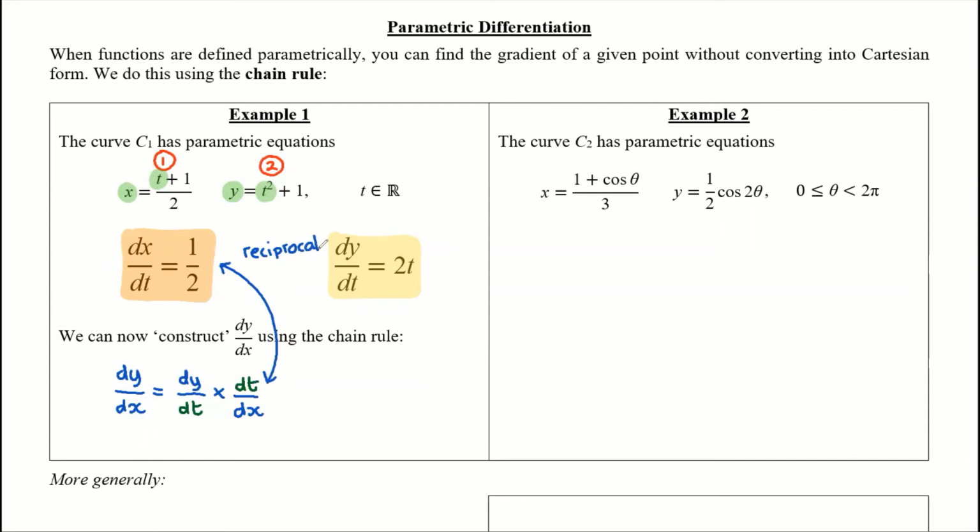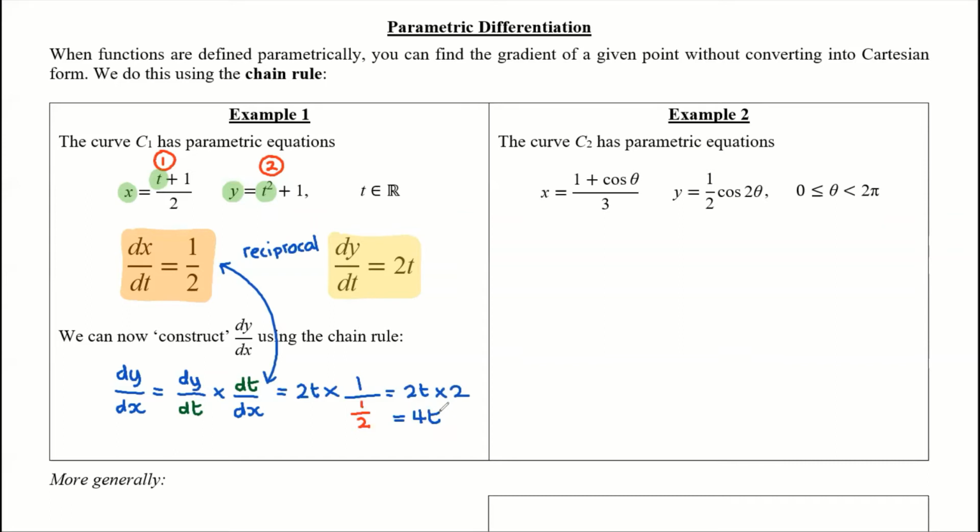So let's just complete our derivative. So it's just going to be dy by dt, which we know is 2t, multiplied by 1/(1/2). I'm just doing this for completeness. I know you can reciprocate 1/2, but which is equal to, of course, 2t multiplied by 2, which is, of course, 4t.